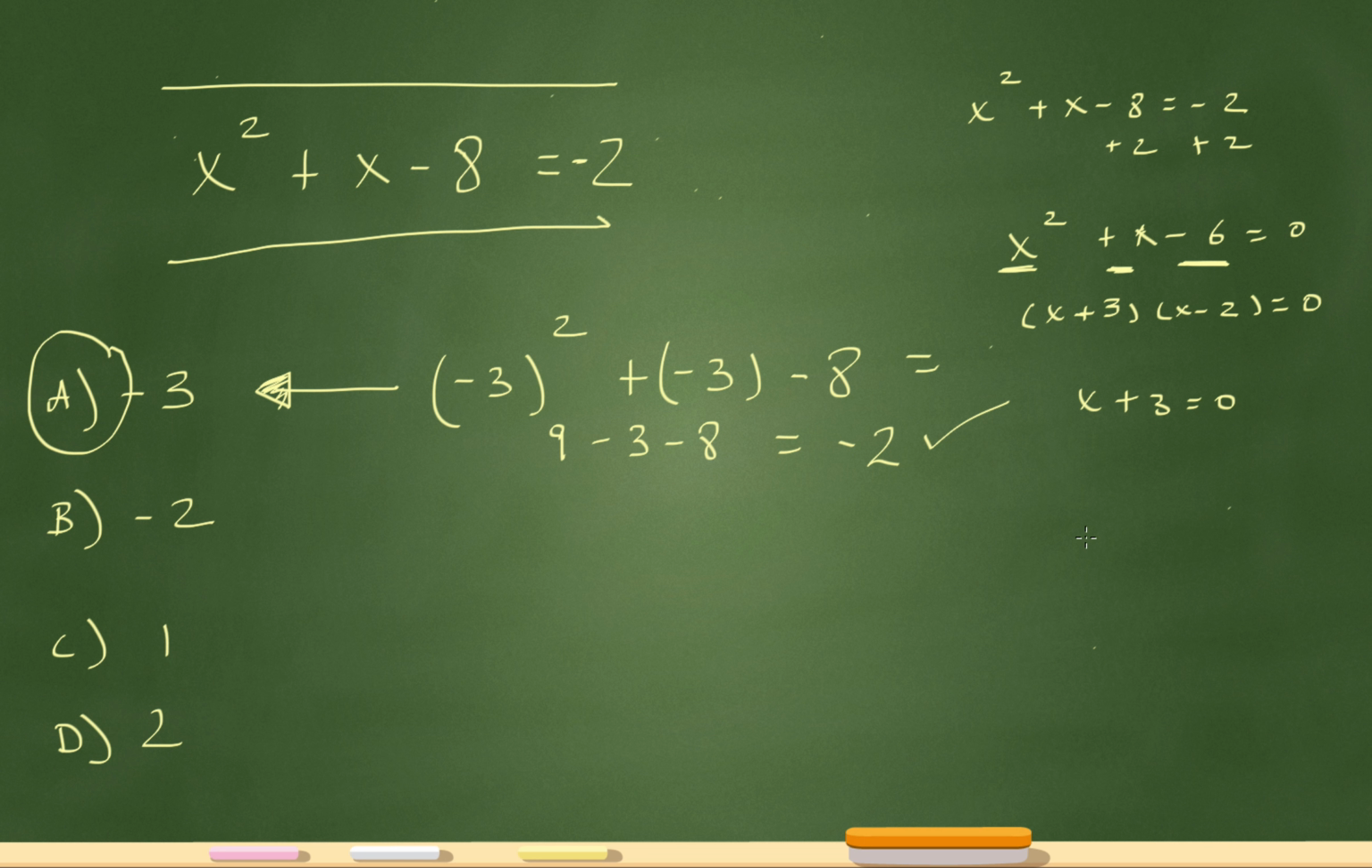So the two possible answers for this quadratic would be -3 and 2, but -3 would be the smallest one, which is what I got here by just plugging in the answer choices.